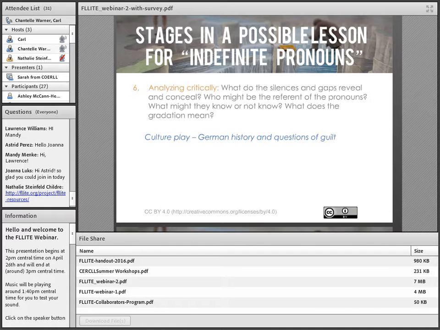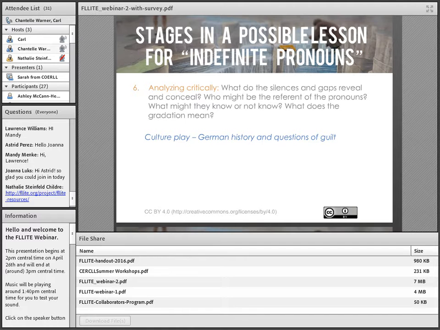We might ask, what do the silences and gaps reveal and conceal? What's being hidden? Many of you describe the poem as being kind of suspicious. Who might be the referent of these pronouns? When we say someone or we say all, who's included in this all that we're talking about? What might they know or what might they not know?